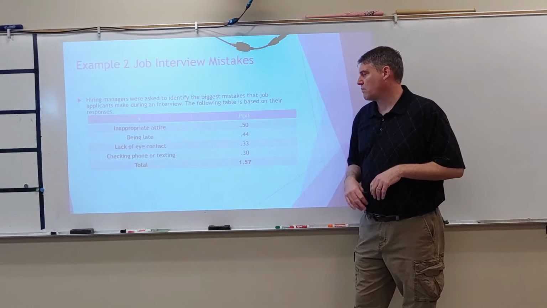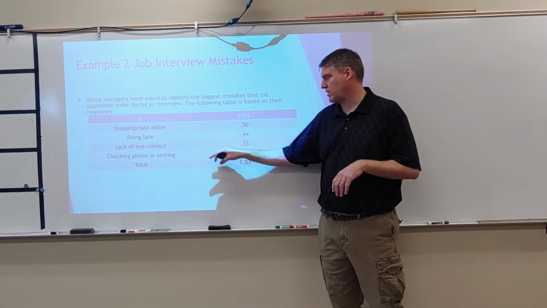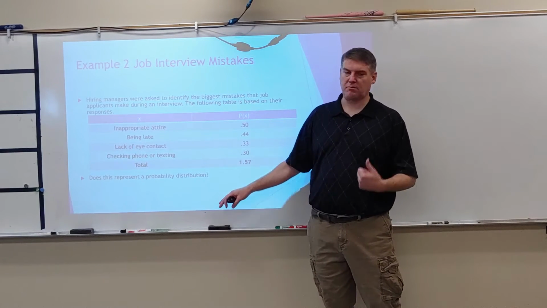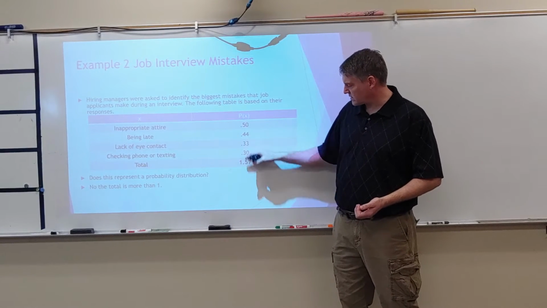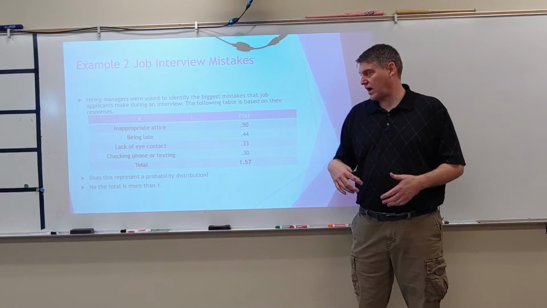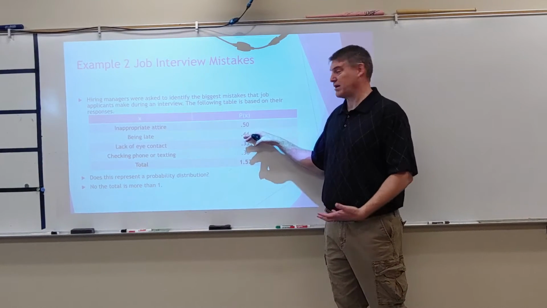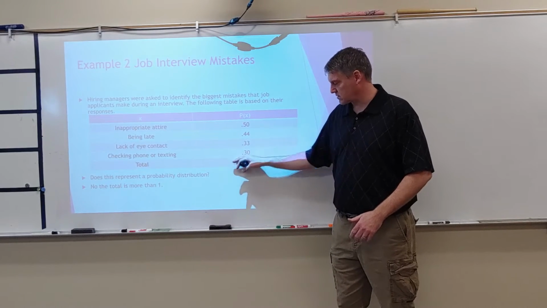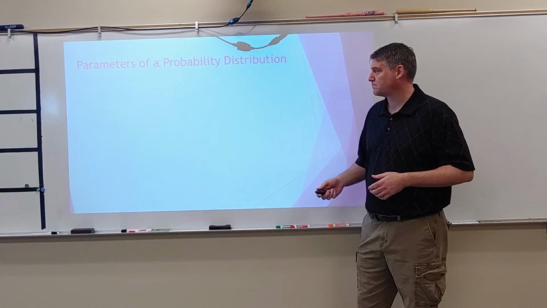Inappropriate attire, 0.50; being late, 0.44; lack of eye contact, 0.33; checking phone or texting, 0.3. So does this represent a probability distribution? Okay, the answer is no, because these add up to be more than 1. It's not a probability distribution. So the idea is that probably what happened is somebody was inappropriately dressed and they were late, and maybe they checked their phone. This is not a probability distribution because the sum is more than 1.